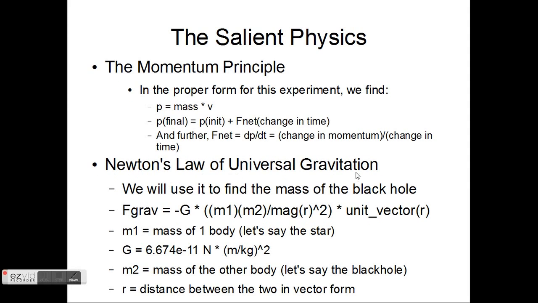We will also use Newton's law of universal gravitation to find the black hole's mass. This law states that there is an attractive force between all objects in the universe. Since we're operating in space, this will be the only force operating in our experiment. This attraction can be calculated via the equation shown here, where G is the gravitational constant, with the value shown here.